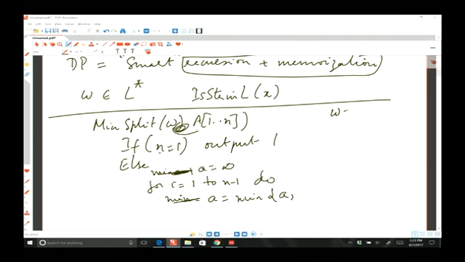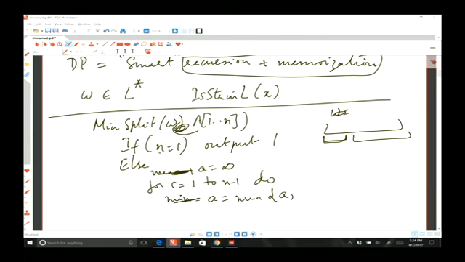I have a long string and I want to split it into palindromes. So what can I do? If this prefix is a palindrome, then I break the rest into palindromes, and I try all possibilities. I'm doing brute force. You take the first portion, which is a palindrome, and then break the rest optimally. Try all possible such splits and take the minimum.